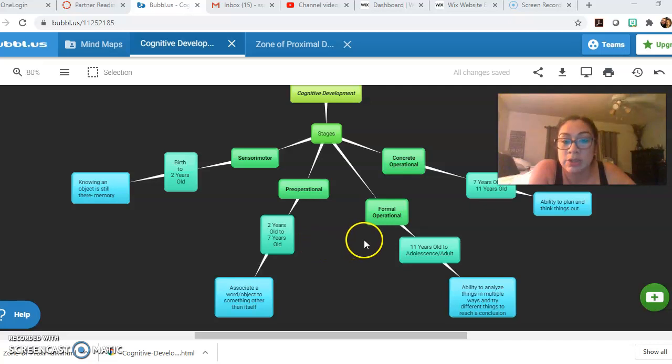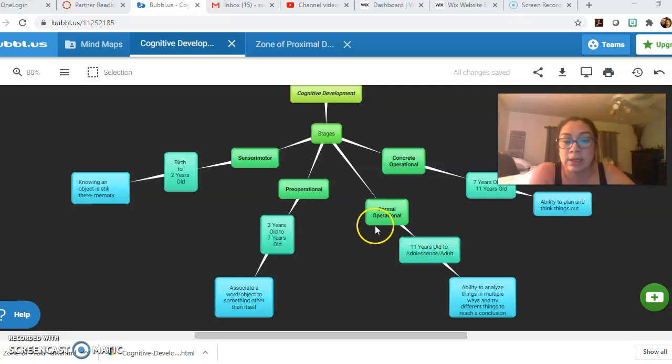The next stage that we're talking about is concrete operational, and that's from the age of 7 to 11 years old. At this time, children are able to think and plan things out. They're able to have more of a plan of action and actually start thinking through things.